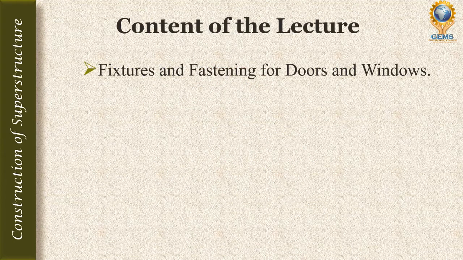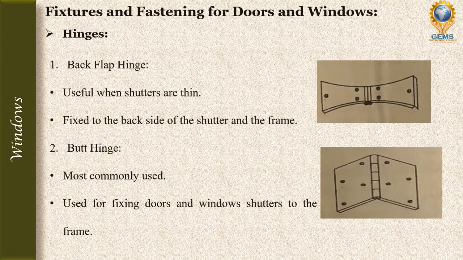So in this video lecture, we are going to see what are the different fixtures and fastenings used for doors and windows. First, we'll start with the hinges. So, what are the different hinges that will be used for doors and windows?